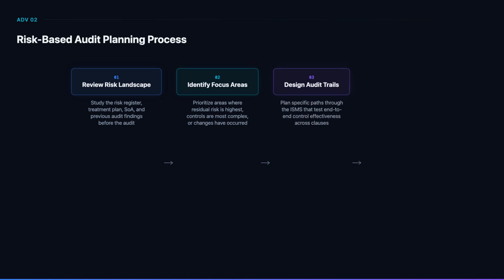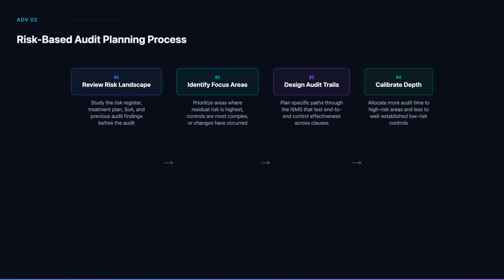Design audit trails that follow a risk from identification through assessment, treatment, control implementation, monitoring, and incident response. Rather than auditing clause by clause, follow cross-cutting themes. For example, trace how a data breach risk is assessed, what controls mitigate it, how those controls are monitored, and what happens when they fail. This reveals the real effectiveness of the ISMS.